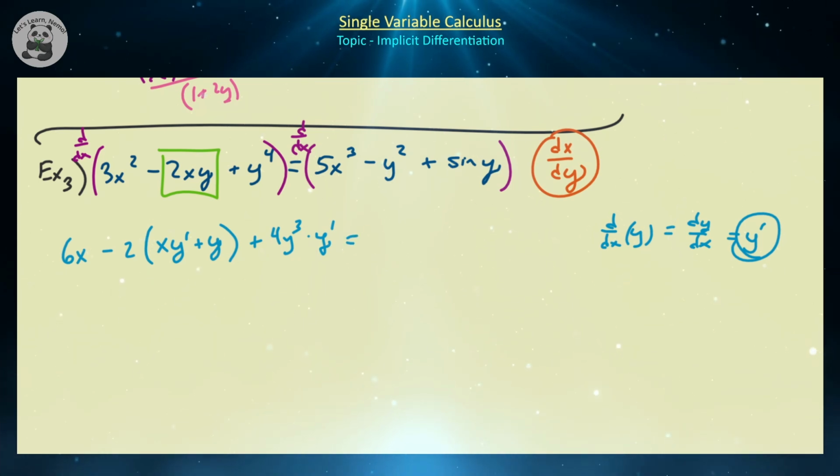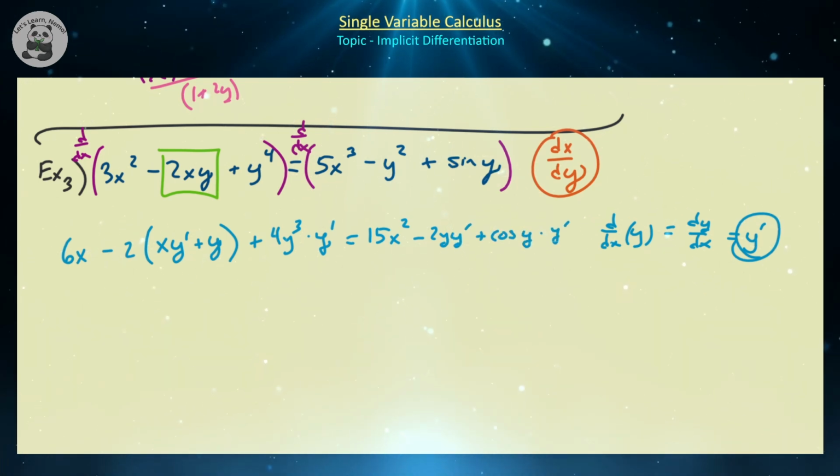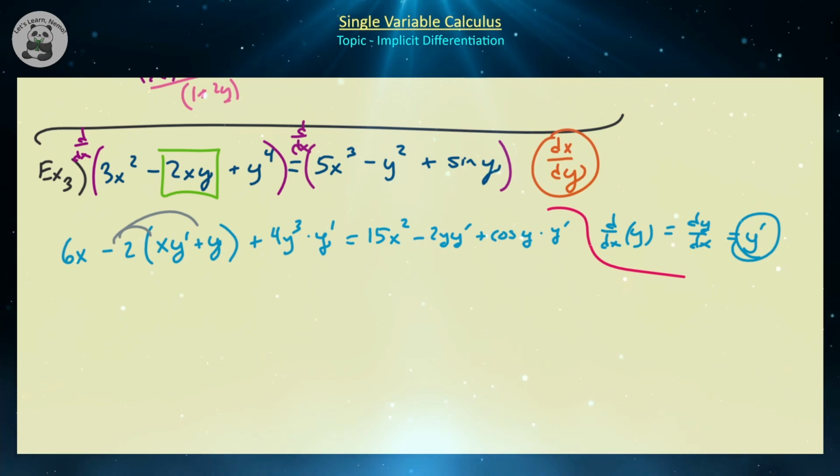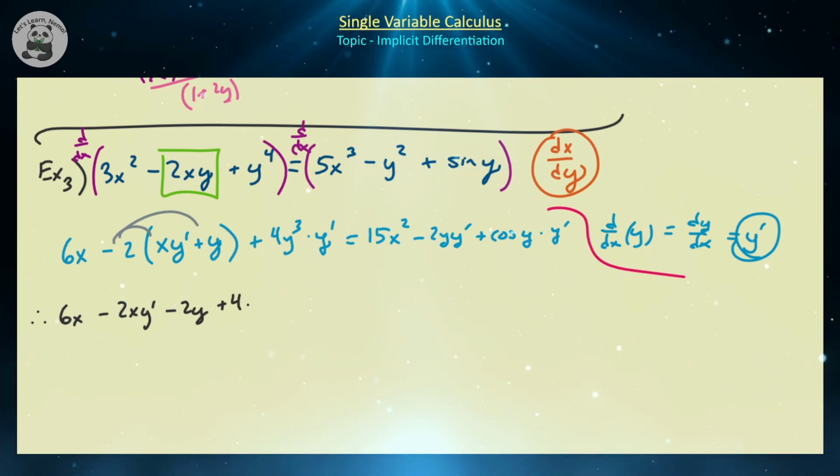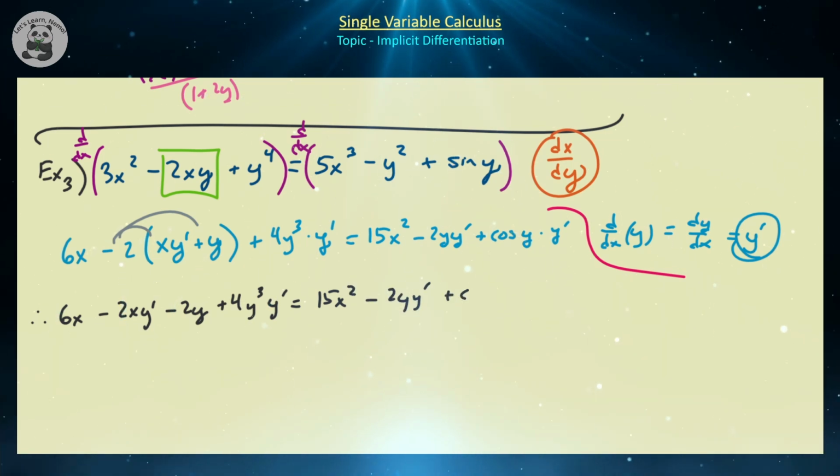And that's going to be equal to 15x squared minus 2y times the derivative of y with respect to x, and then cosine of y times the derivative of y with respect to x. All right, now let's clean this up just a tad bit by distributing our 2 in. So we're going to have 6x minus 2xy prime minus 2y plus 4y cubed y prime is equal to 15x squared minus 2y y prime plus cosine y y prime.